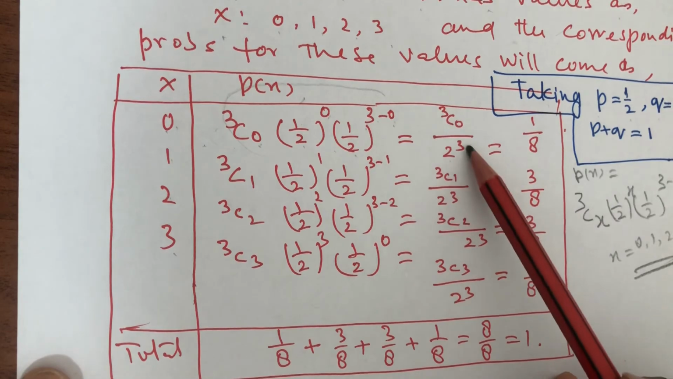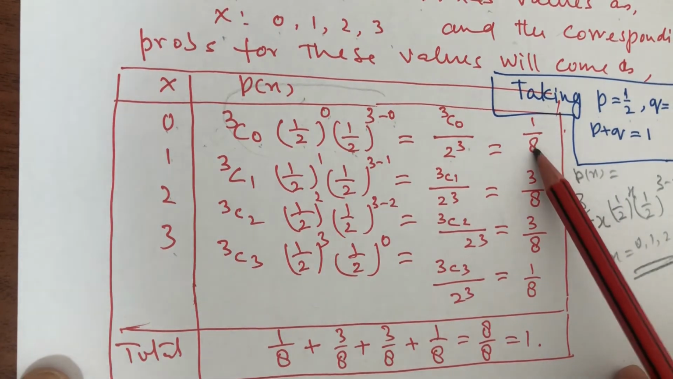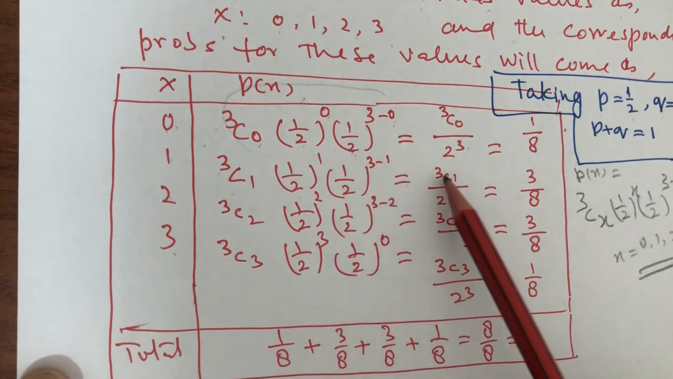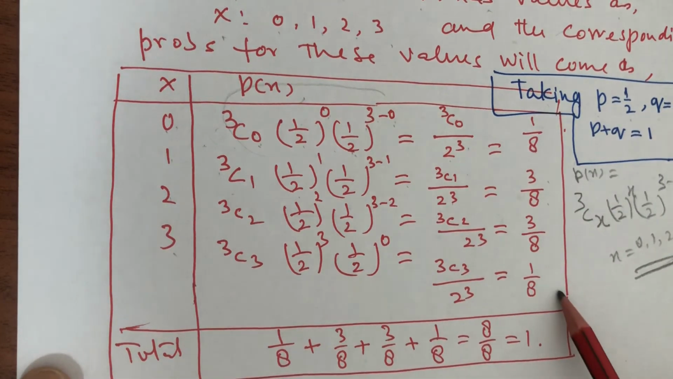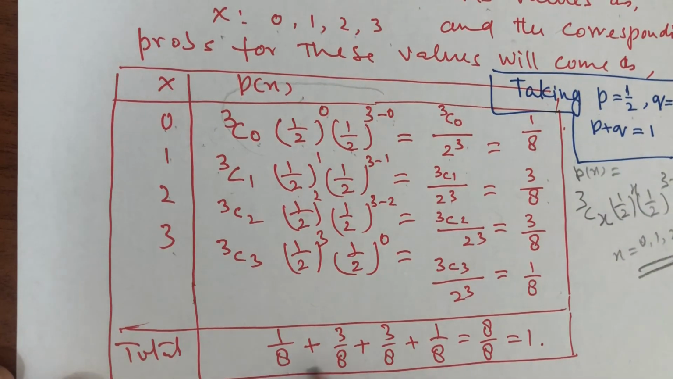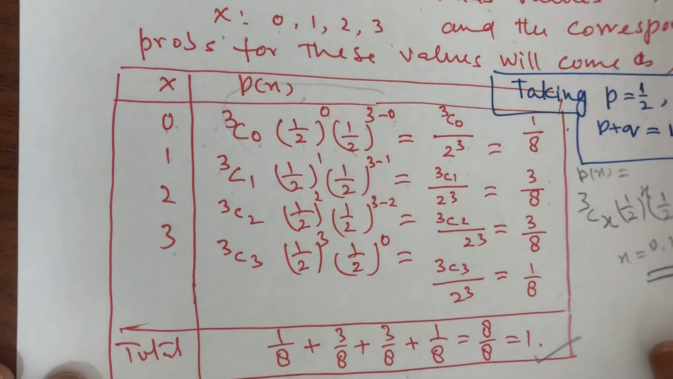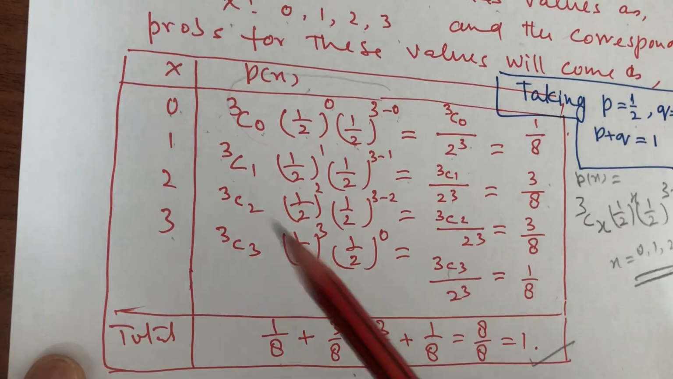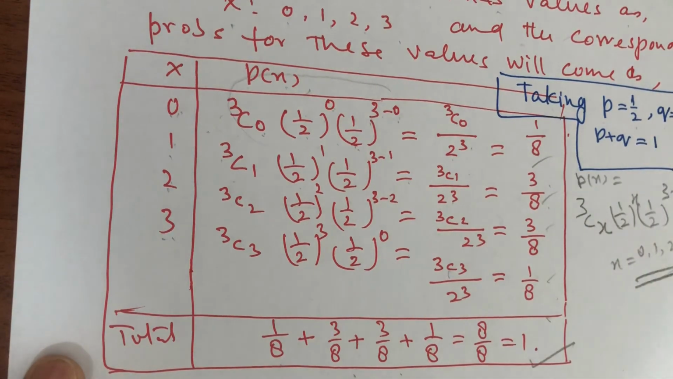So this gives 3C0 over 2 to the power 3, which is 1 over 8. Similarly, 3C1 (1/2)^1 (1/2)^(3-1) is 3C1 over 2 to the power 3, which is 3 by 8. Similarly, for all calculations, when we add 1/8 plus 3/8, 3/8, 1/8, it gives 1. So this is the form of a random variable. It will have point values and the corresponding point probabilities, and I will continue the same topic, inshallah, in the next topic.